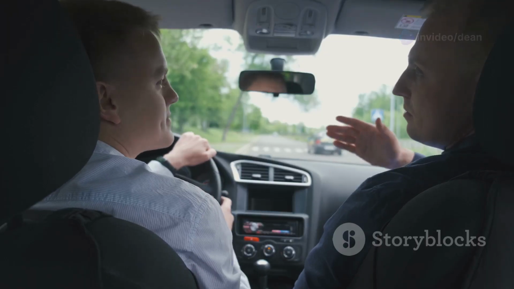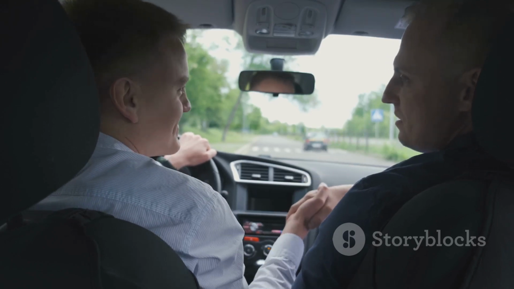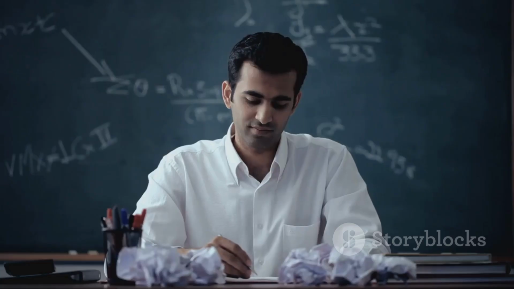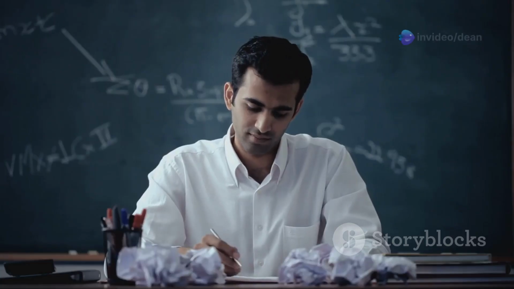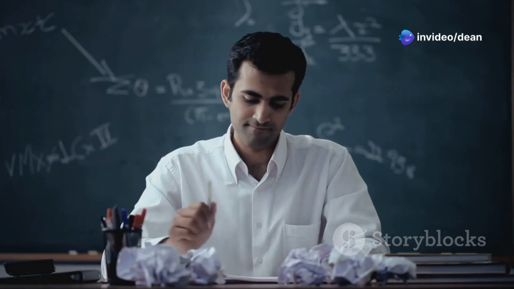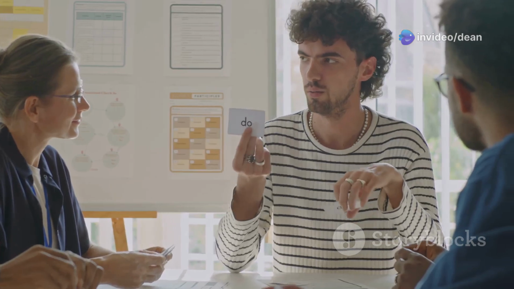Positive transfer occurs when prior learning facilitates the acquisition of a new skill, while negative transfer occurs when prior learning hinders the learning process. Neutral transfer occurs when prior learning has no effect on the acquisition of a new skill.